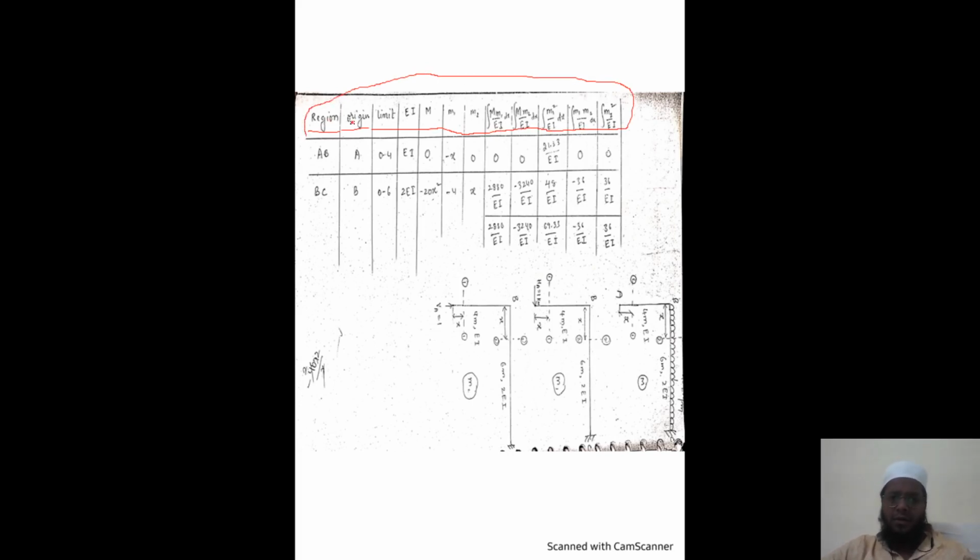That is region, then origin, then limit, then EI, the modulus of elasticity. Whatever the modulus of elasticity given in the question, you have to take that only. Then M is the capital M for the moments at section 1-1 and section 2-2 with respect to the external loads. Similarly, M1 and M2 are the moments with respect to the applied unit load. So you have to be very careful in taking the moments.